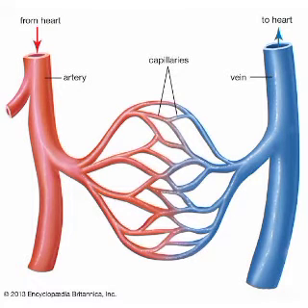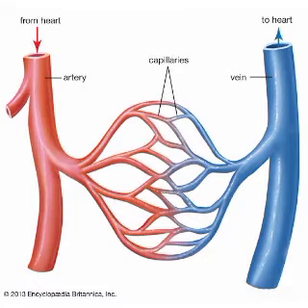The total cross-sectional area of the capillaries is greater than that of the arteries or veins. It means the capillaries are more than the arteries and the veins. So the rate of blood flow is lowest in the capillaries. That means the capillary size will be very thin when compared to the arteries and the veins.